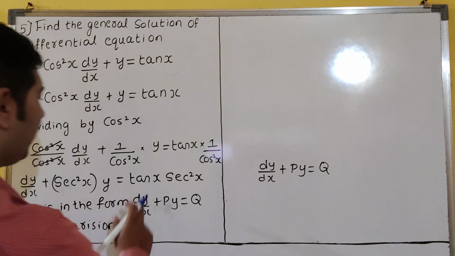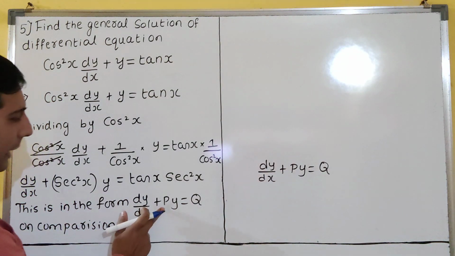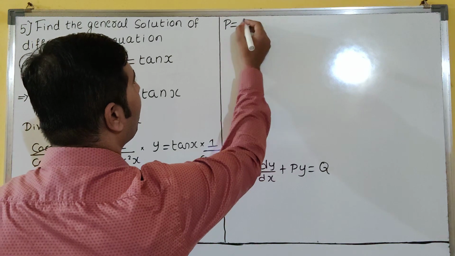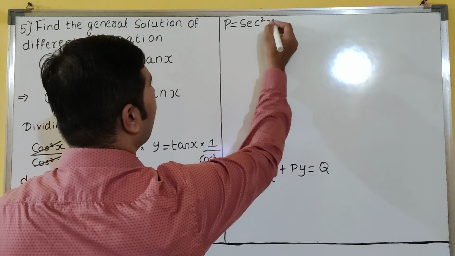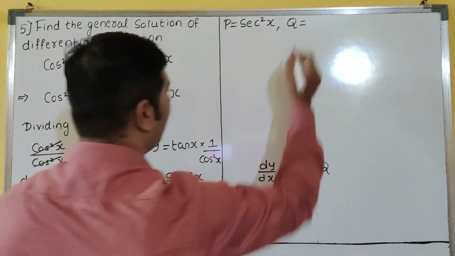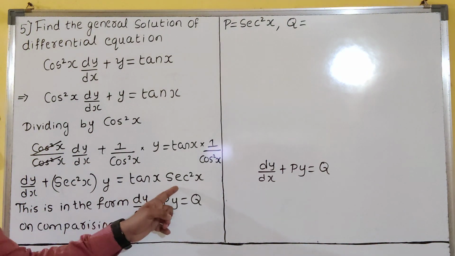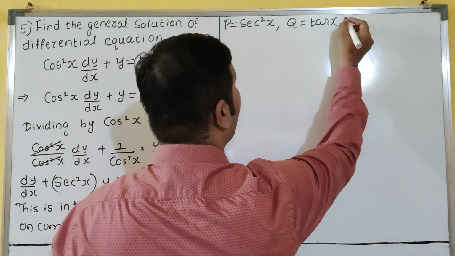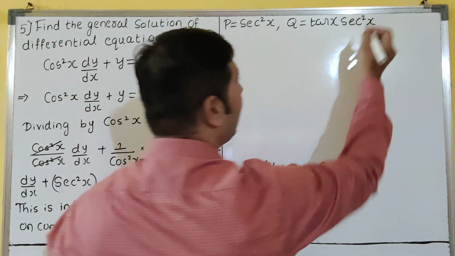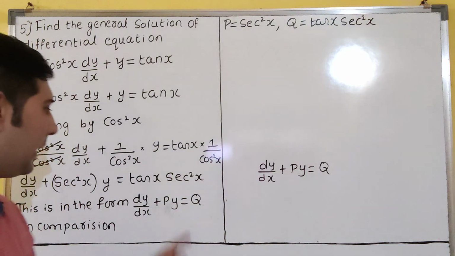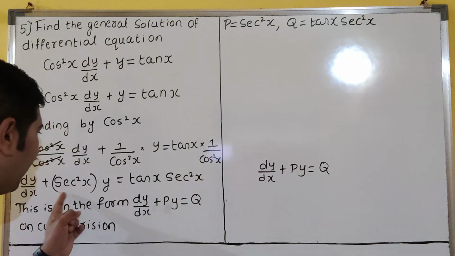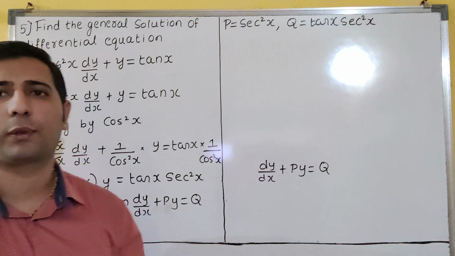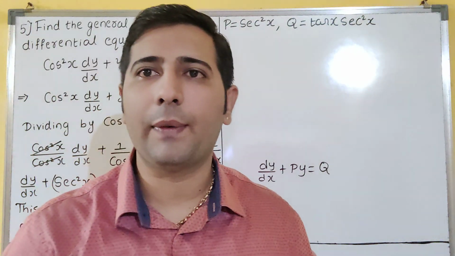So on comparison, what is your p? Compare with this. What is p? P is sec square x. P is nothing but sec square x. And what is q? You see here, tan x into sec square x. Tan x into sec square x, dear students. Observe very clearly. Can you see here? P is nothing but sec square x, and q is tan x into sec square x, dear students. I hope everyone it is clear.